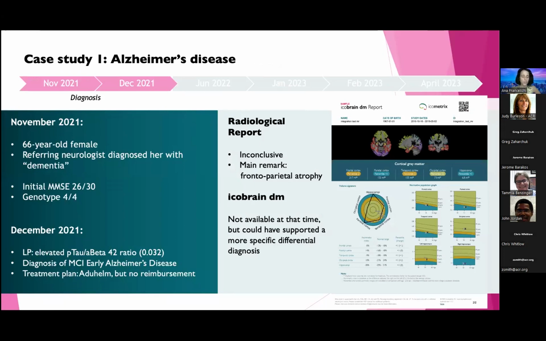This was a 66-year-old female who presented with an initial MMSE score of 26, and she was an APOE4 allele homozygote. CSF biomarkers were positive for both amyloid and tau, and at that point, the patient was presented with the option of starting Donanemab, but reimbursement was not available. And also the initial MRI was not processed with any kind of volumetric software, but then in retrospect, when it was processed, the software did demonstrate temporal parietal atrophy with marked volume loss in the bilateral hippocampi.